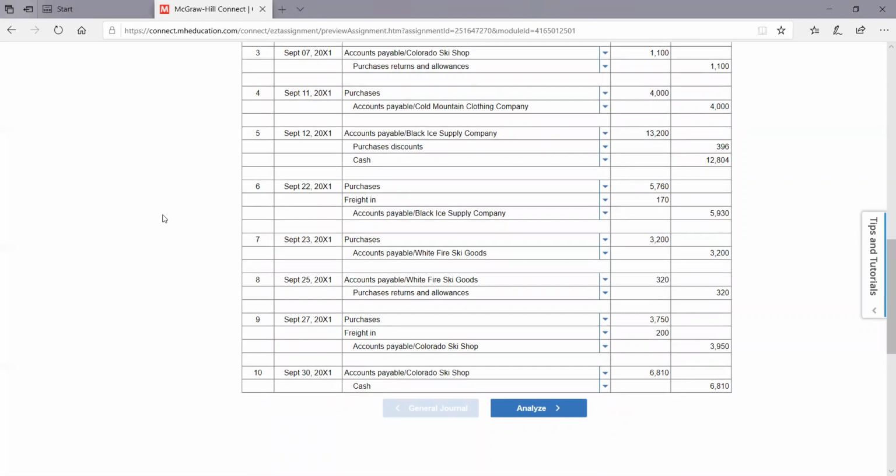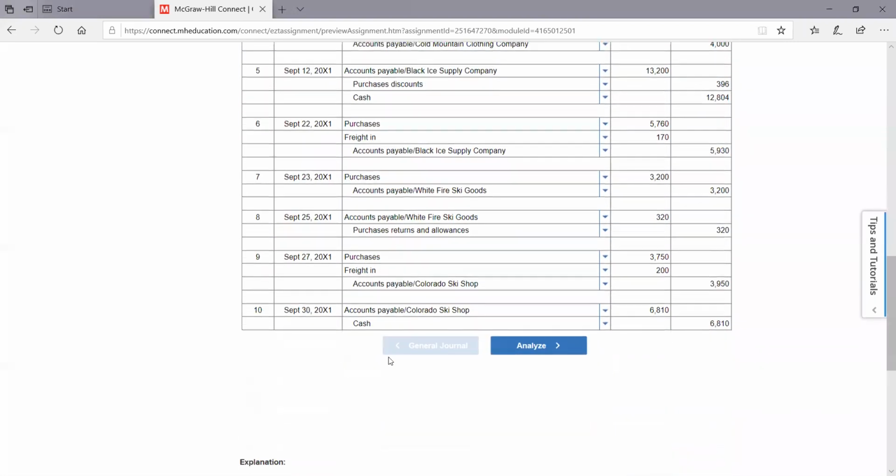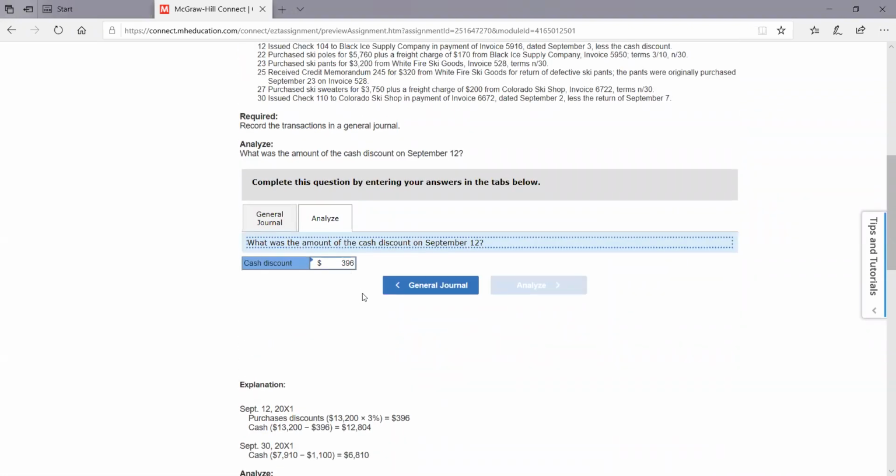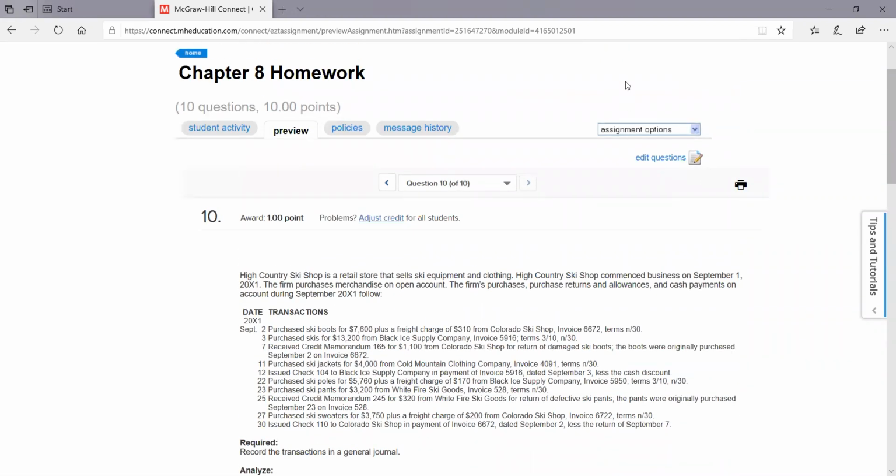It's just volume. So just make sure you record all these, and then they have an analysis question, and you can go through that and look at the cash discount on September 12th. All righty, guys, that is your Chapter 10 homework.